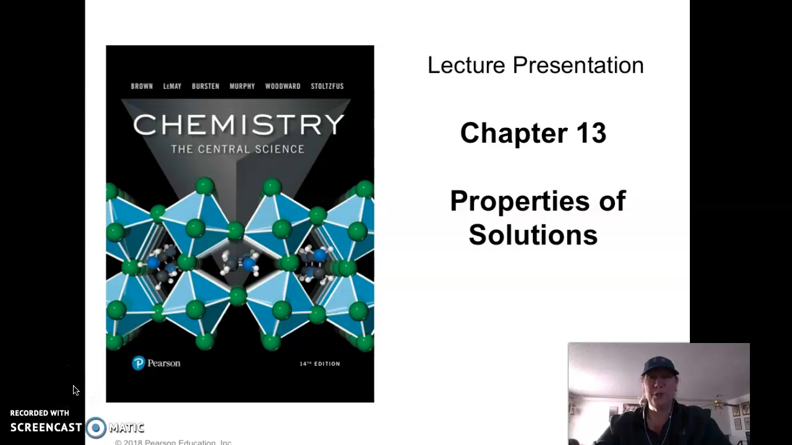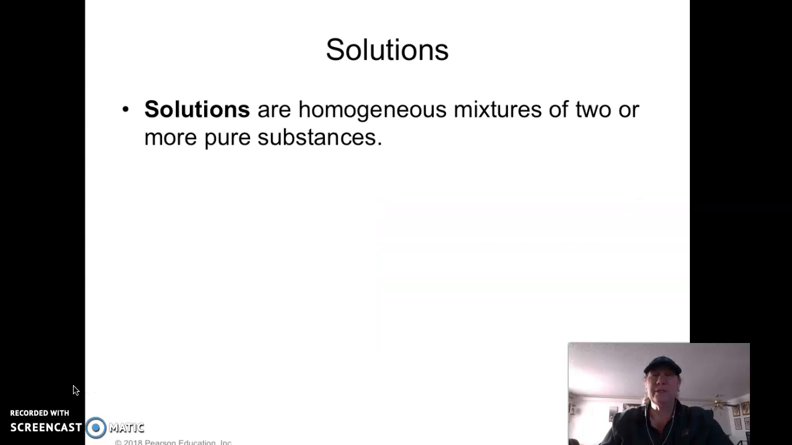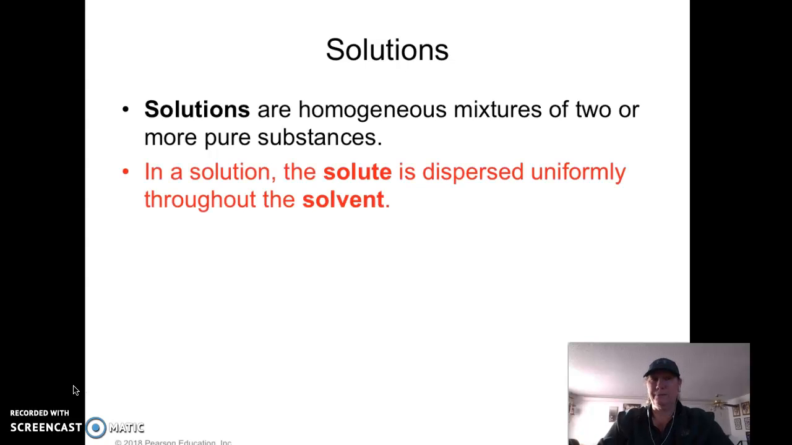All right, we're going to start our first chapter of Chem 122, which is actually chapter 13, because if you remember, we did 1 through 12 already. So we're going to talk about properties of solutions, okay? And remember, a solution is a homogeneous mixture, which means it's a well-mixed mixture. Two or more pure substances, you mix them together, you mix them up well, but they're not chemically combined, okay?